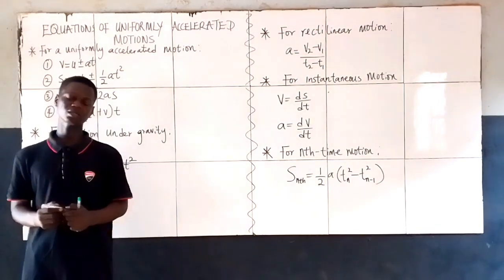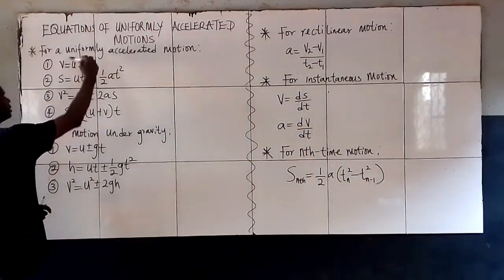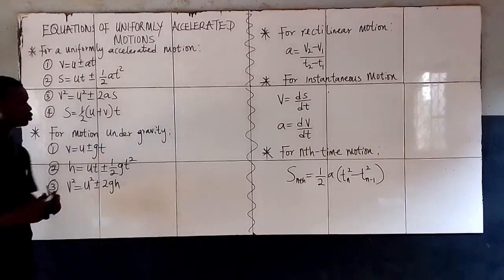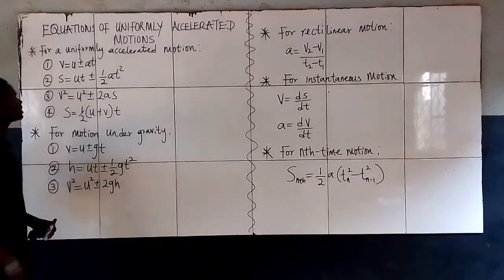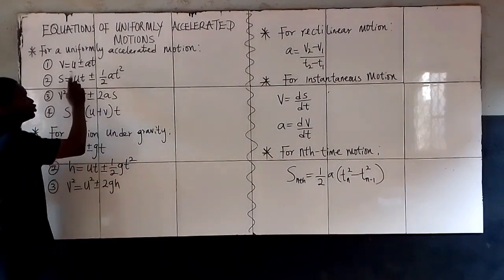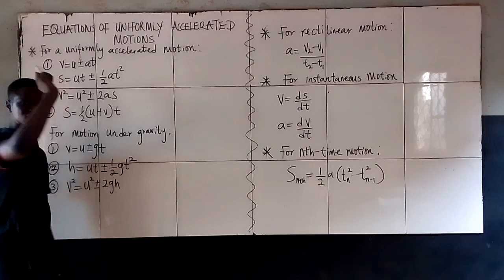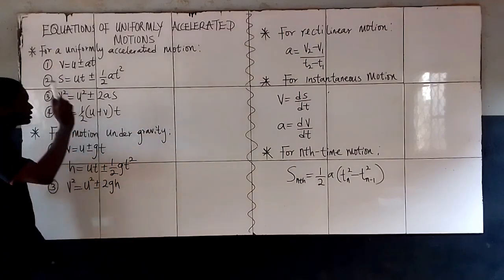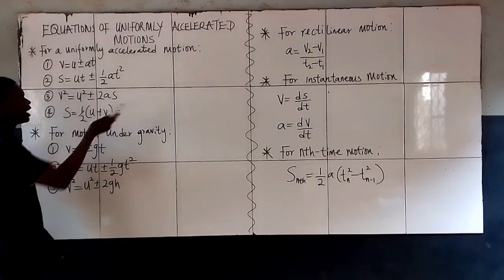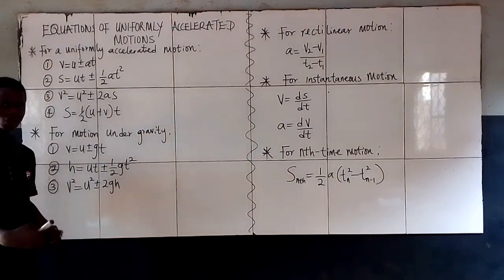So let's get started. Now, for equations of uniformly accelerated motion, these are the top 4 formulas you should know. These are the top 4 formulas, where V is the final velocity, U is the initial velocity, A is the acceleration, T is the time, and X is distance. Now, what are the 4 formulas of equations of uniformly accelerated motion?